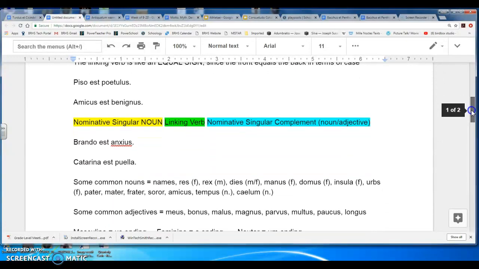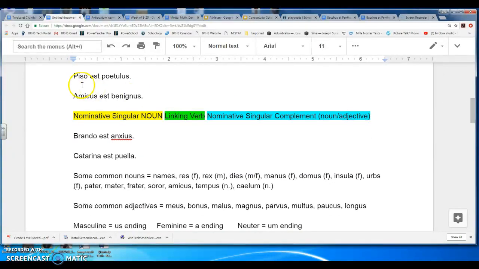So let's look at some examples. Piso est poetulus. Piso est poetulus. We have a subject nominative name, Piso. Est, linking verb. Poetulus is a little poet, so that would be a predicate nominative. So you see that? Nominative, nominative. Amicus est benignus. The friend is nice. Amicus est benignus. Very good.